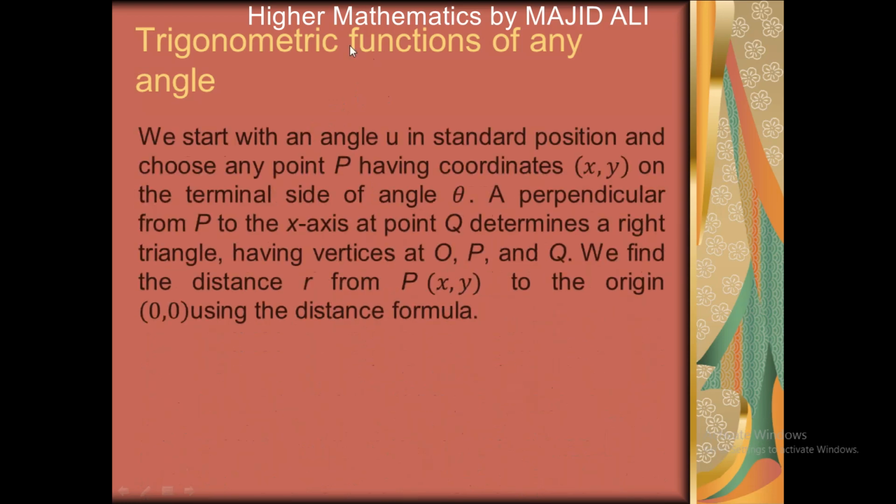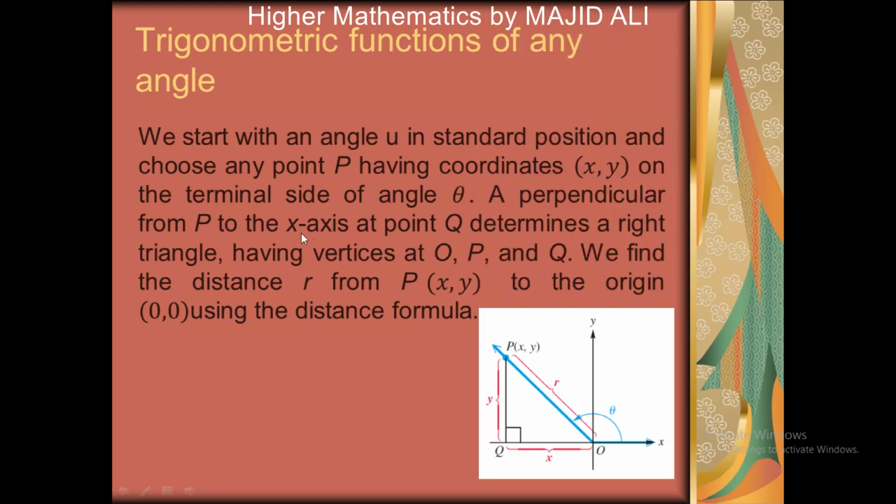Trigonometric functions of any angle. We start with an angle theta in standard position, and choose any point P with coordinates x and y. This is in the Cartesian coordinate system xy, where any point P has coordinates x, y on the terminal side of the angle theta. Drop a perpendicular from point P to the x-axis at point Q. This determines a right triangle having vertices at O, P and Q. We find the distance r from P(x, y) to the origin (0, 0) using the distance formula.